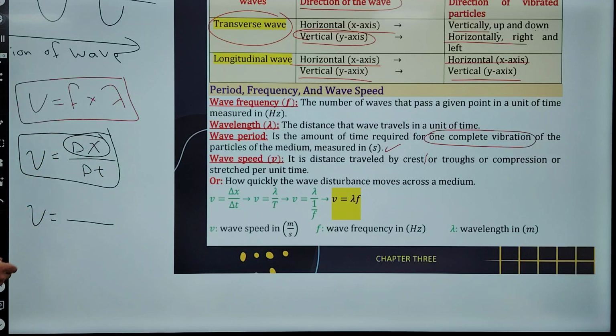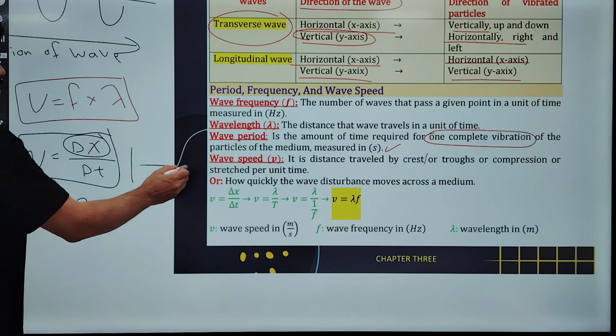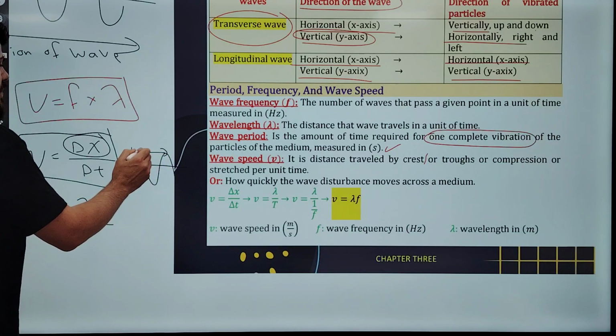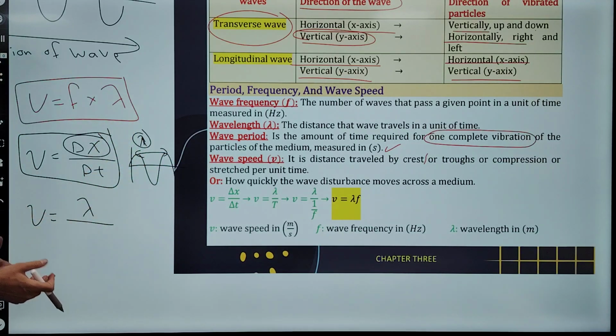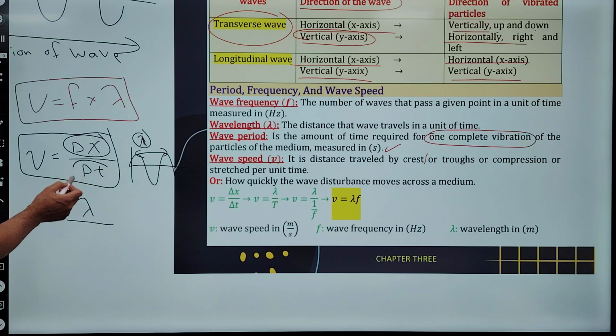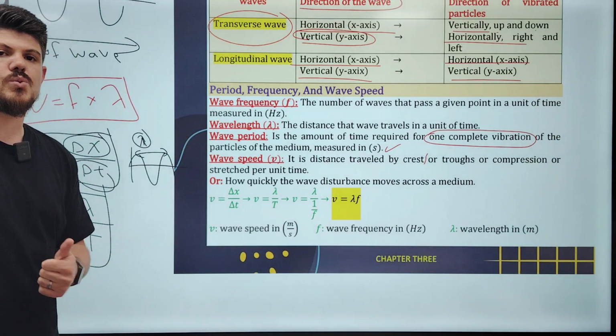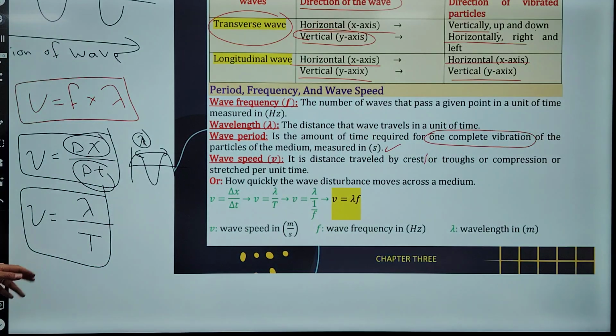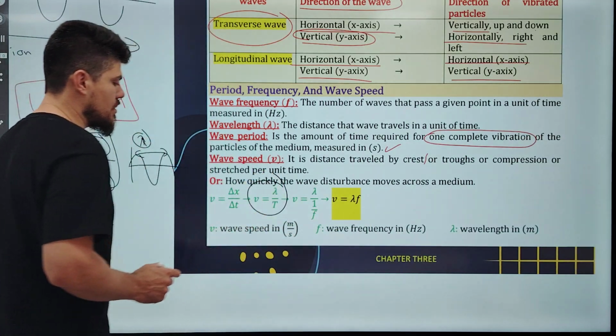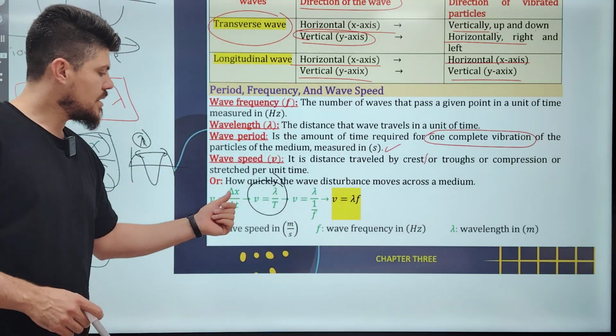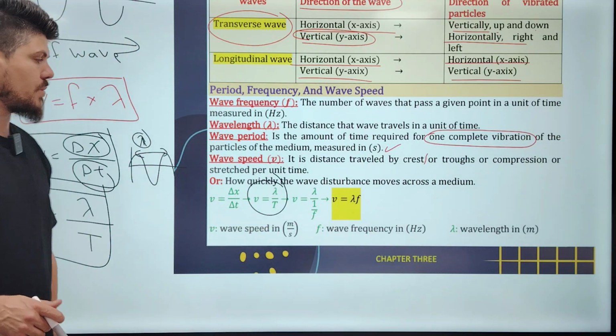Okay, so you studied this equation. The distance in this case, instead of delta x, you can write wavelength. Why? Because wavelength is also a distance, the distance between two points, the distance between two crests. So instead of delta x, you can write down wavelength. For one wavelength, we have a period. If the wavelength and the period are given, can you find the speed of this wave? Yes, of course. You can find the speed of the wave by using this equation.